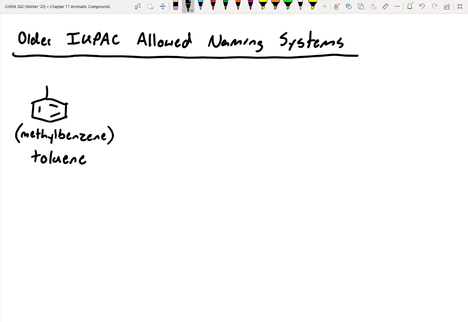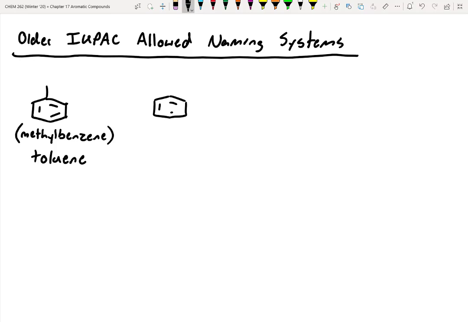Don't ask me why, but that name has stuck around forever and people don't like changing it to methylbenzene. So toluene is usually the preferred name by most chemists. However, if you call something methylbenzene, people will still know what you're talking about. Either way, I want you to be able to understand what somebody means when they say toluene to you. So understand both of these names. All right, let's do another one.